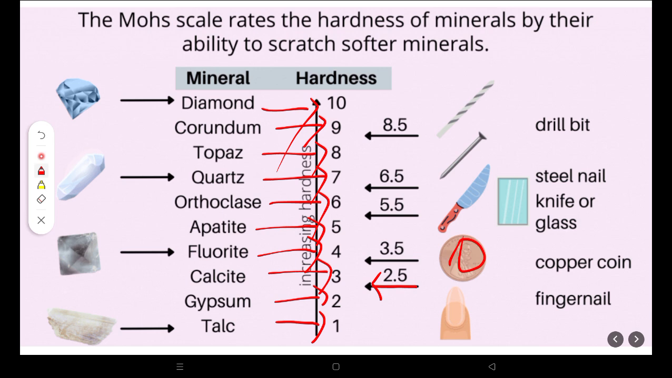So if we get a mineral and we cannot scratch it with a steel nail, but we can scratch it with a drill bit, what we can conclude is that the hardness will be between 6.5 to 8.5. So this is how we can do a comparative test in the case of the Mohs scale of hardness.